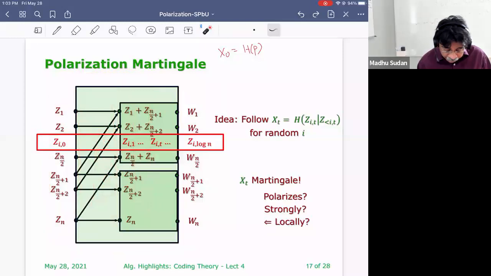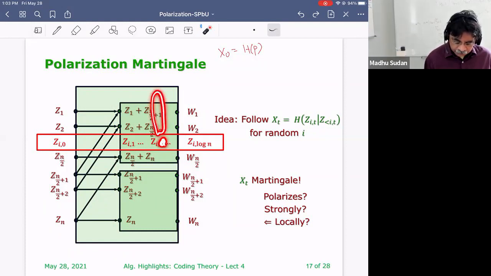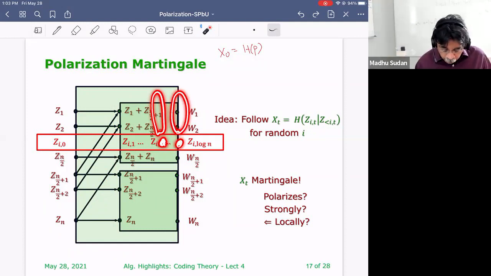But that doesn't prove that this is a martingale. To prove that it's a martingale, suppose I know that I've reached this vertex, one step before the end, and I know what the entropy of this bit conditioned on the things above is. What does the entropy of the next bit conditioned on the things above look like? This is what I need to know. Well, how do I get the next bit? In this picture, I'm going to pick another bit over here and look at its entropy conditioned on all the things above.